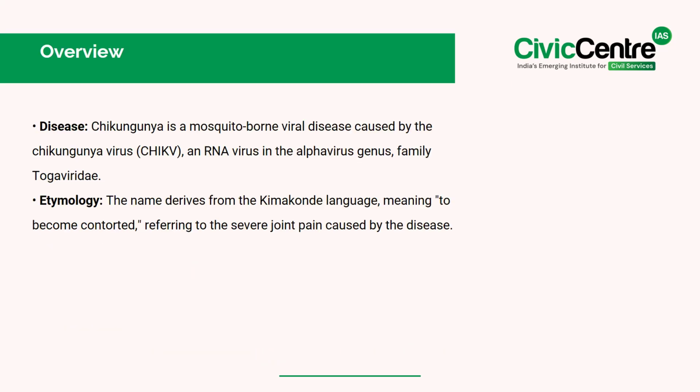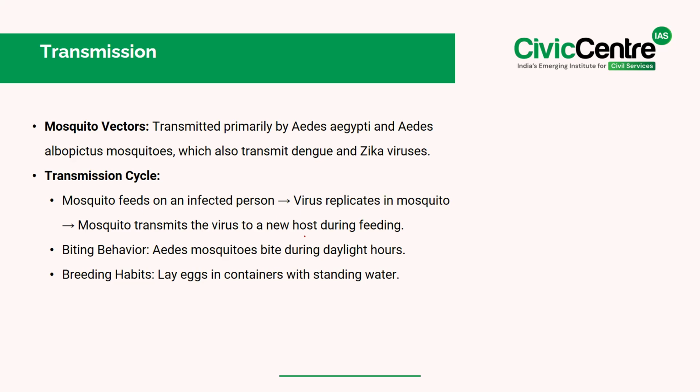See, Chikungunya is a mosquito-borne viral disease caused by the Chikungunya virus. Know that it is an RNA virus in the alphavirus genus of the family Togaviridae. Notably, the name derives from the Kimakonde language, meaning "to become contorted," referring to the severe joint pain caused by the disease. Then, how is the virus transmitted?